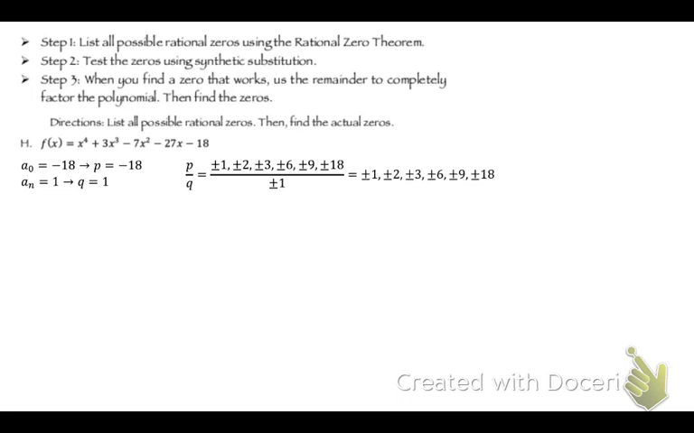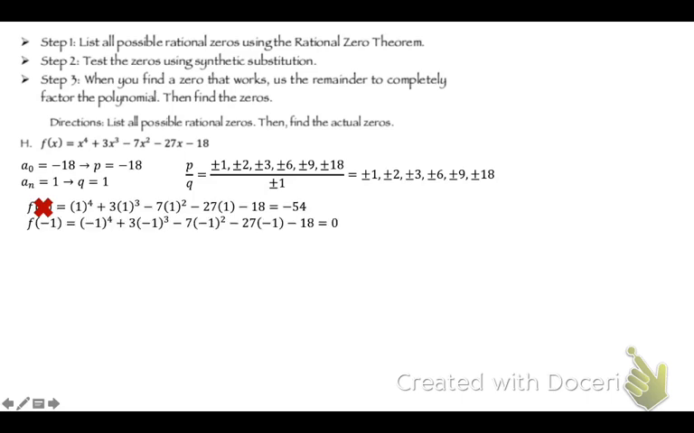Now I need to figure out from my possible ones which ones are actual zeros. So we're going to test 1 first. And you get negative 54. Does not work. Let's test negative 1. And I got 0. So that one does work. And it's not always going to be negative 1. That is a coincidence. I don't know how that happened. But it's not always negative 1, so just so you know.